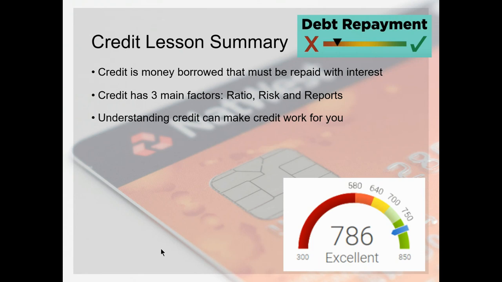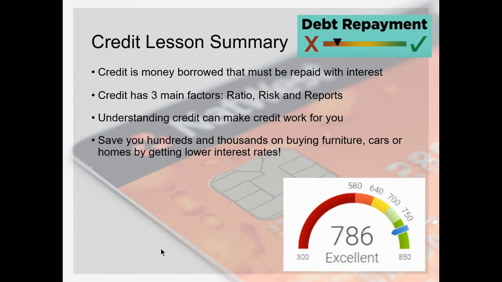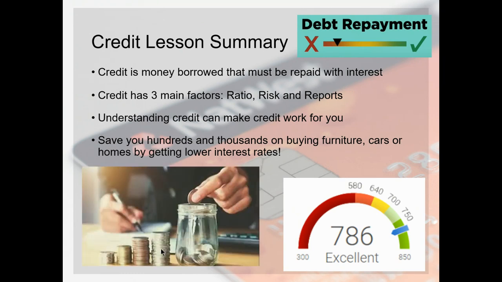Okay, so once you understand credit and how it can work for you, yes, you're going to have time to develop this through high school and all into your early adult life. But keep in mind, if you develop a positive credit history and maintain a high credit score, it's going to save you hundreds and thousands of dollars in the future in buying furniture, cars, homes, mainly from lower interest rates. So that's money saved is money earned.